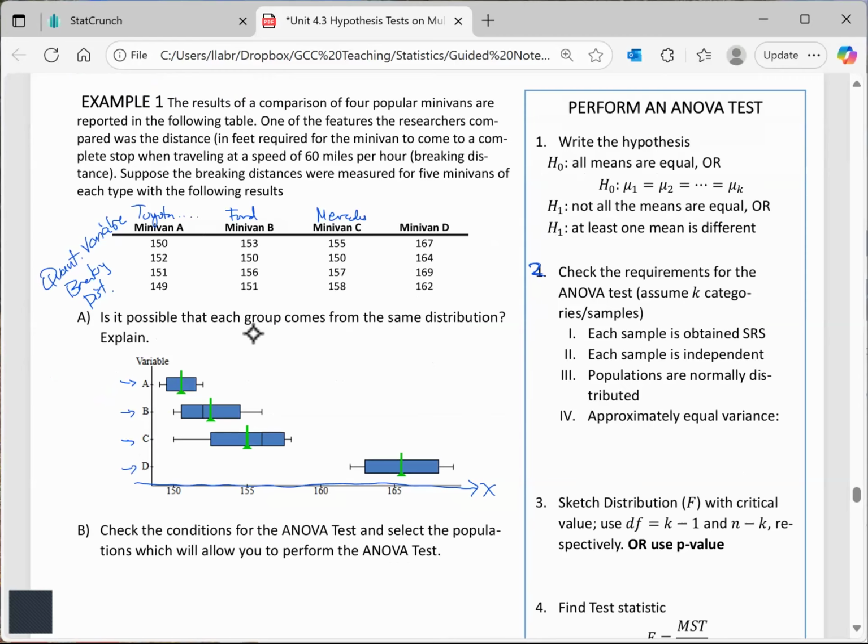I'm going to right away say that no, it does not look like all of the data here comes from the same group, because we can see that minivan D is very different. All of these braking distances are much higher. So that's this one, 160, versus all the other ones, which are in the 150s. And so there's overlap in these values. If you were to look at them all on the same axis at the bottom, there's a lot of overlap versus this one here. This one's potentially different.